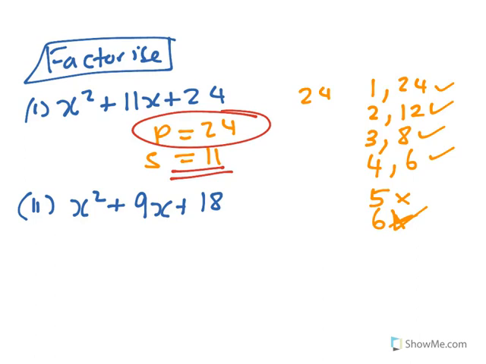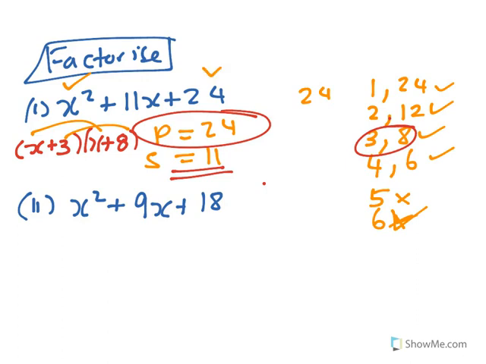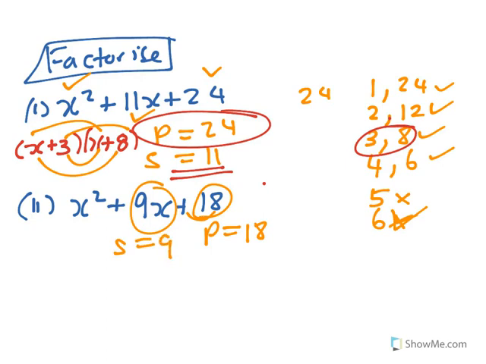The product is 24, and we want the one that's going to give us a sum of 11. If you look at that, that's going to be 3 and 8. So that means it'll be x plus 3, x plus 8. You can always check it by expanding it as well. You go x squared, that's good. 3 times 8 is 24. 3x plus 8x is 11x. Yep, that works.